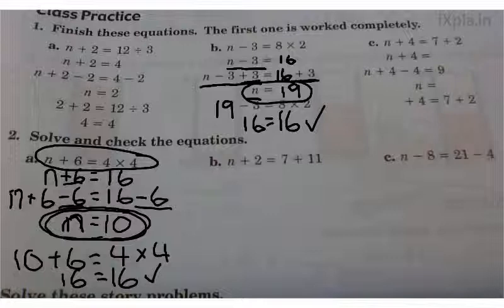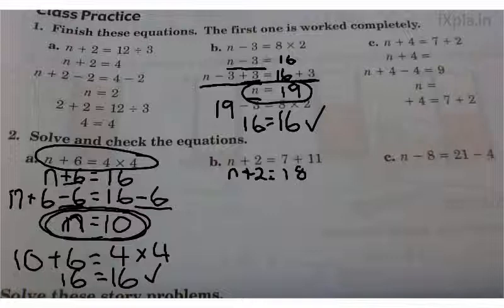Okay, let's look at B now. Remember, our goal is to get n equals. All right, well, n plus 2 we can't do. So first step, let's just bring that down. n plus 2 equals. 7 plus 11 we can do. 7 plus 11 is 18.